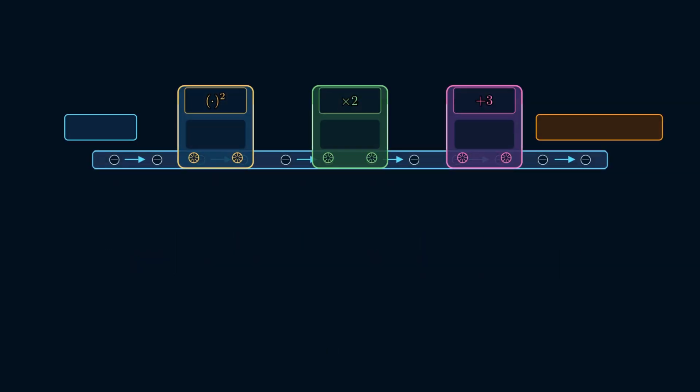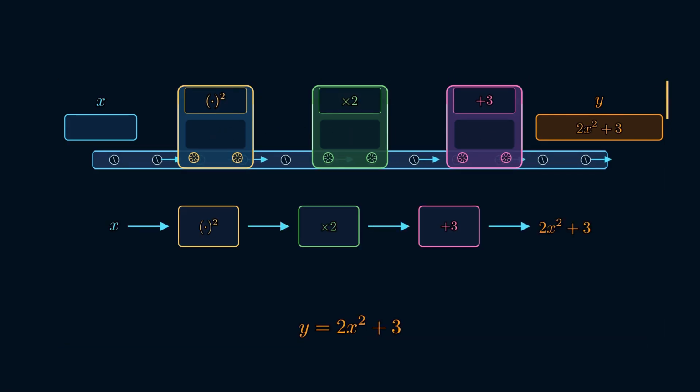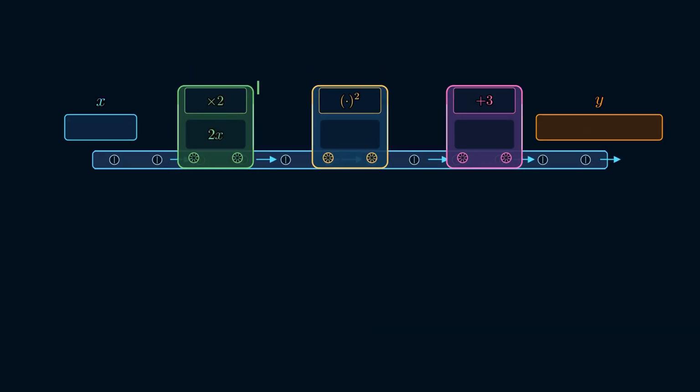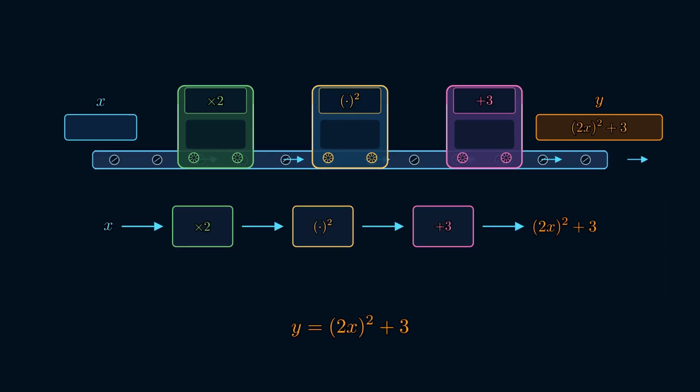Now comes an important point. The order of the operations changes the equation. Use the same 3 operations. Square, multiply by 2, add 3. If we square first, then multiply by 2, then add 3, the equation is y equals 2x squared plus 3. If we multiply by 2 first, then square, then add 3, the equation becomes y equals bracket 2x bracket squared plus 3.